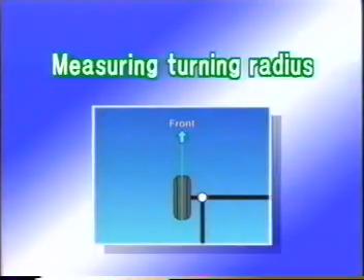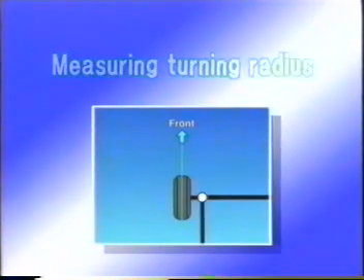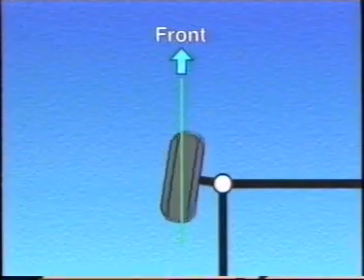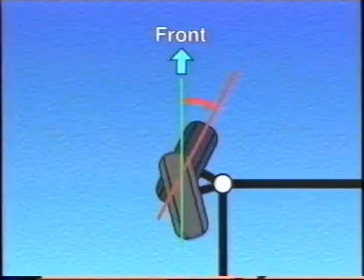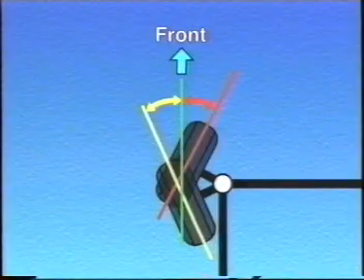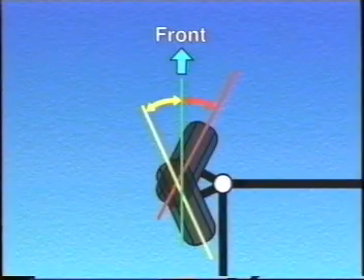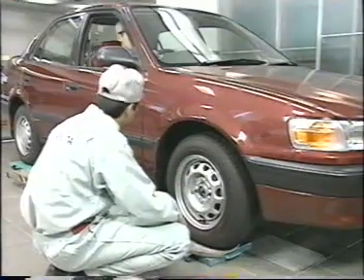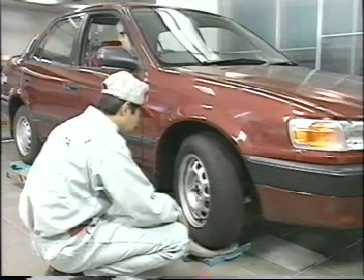Next, measure the turning radius. Turning radius is the turning angle of the wheel when the steering wheel is turned as far as it will go. The angle from the straight-ahead position is measured for the left and right directions. This measurement should be performed by 2 people.